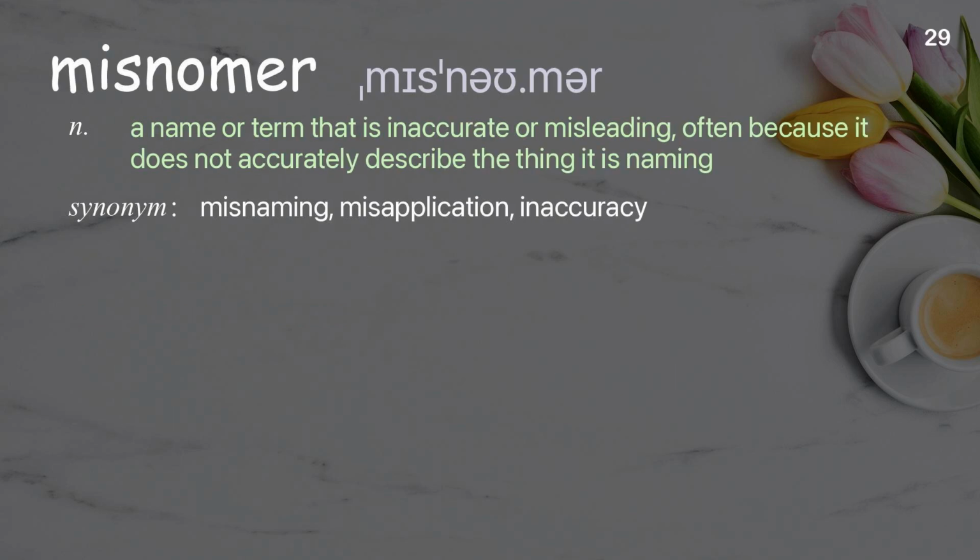Misnomer. A name or term that is inaccurate or misleading, often because it does not accurately describe the thing it is naming.